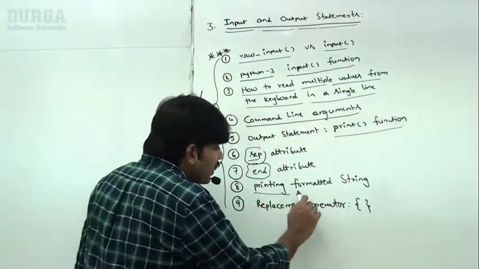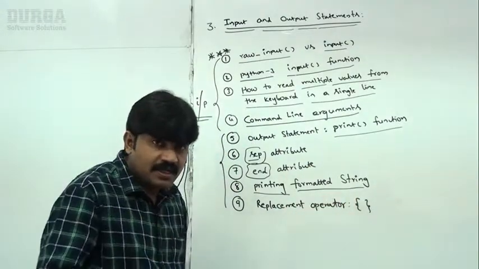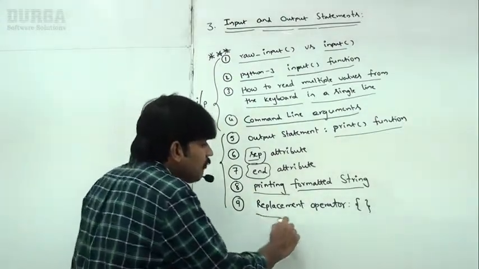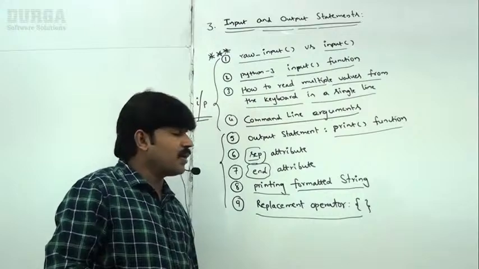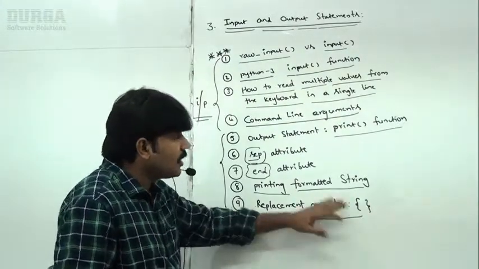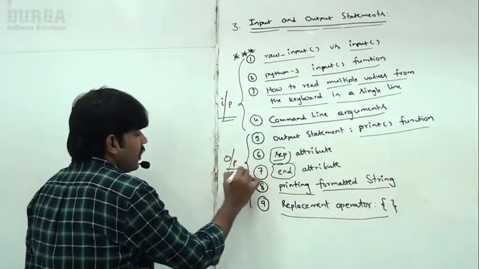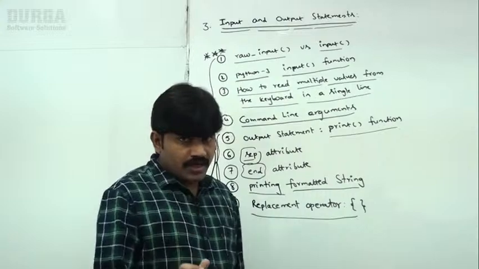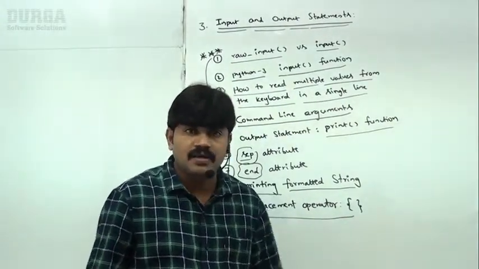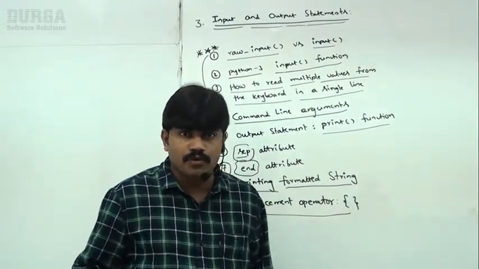Next, printing formatted strings. How can you print a formatted string, with percentage i, percentage d, how you can use that we will discuss. Next, replacement operators, a wonderful, most commonly used operator, curly braces open and close. How can you use this operator? These are the things we are going to discuss. So these are the output related statements, right? So how to read end user provided input, how to print something to the end user as output. These concepts we are going to discuss in detail. Be ready to perform a postmortem, right?